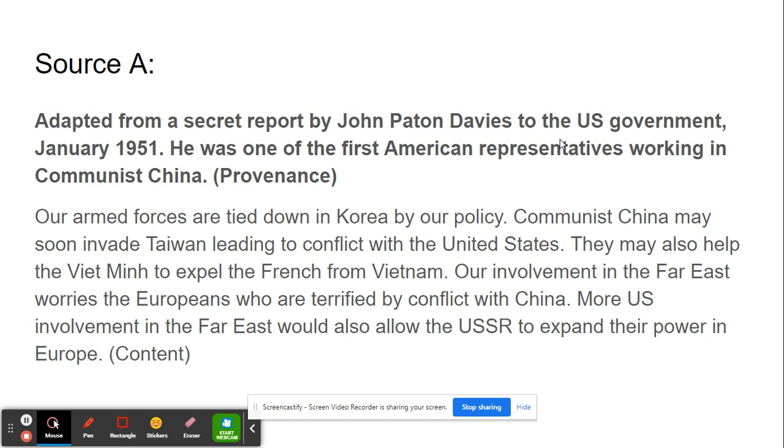There are two sources. One is from a secret report from an American government official working in China. You can see you have the date as well. And beneath the provenance, you have the content of the source.